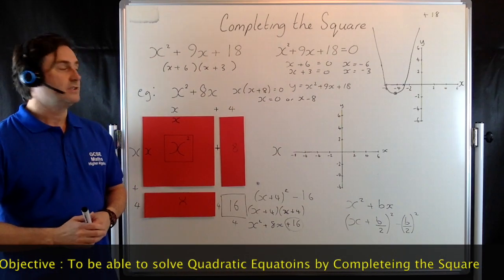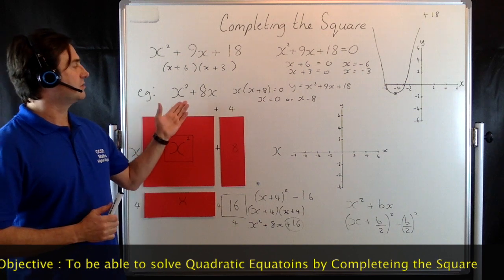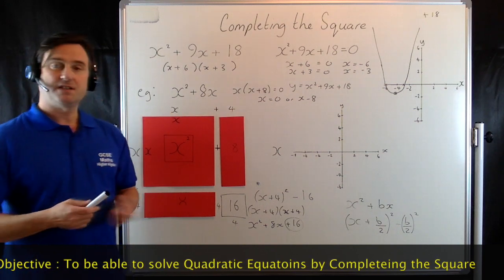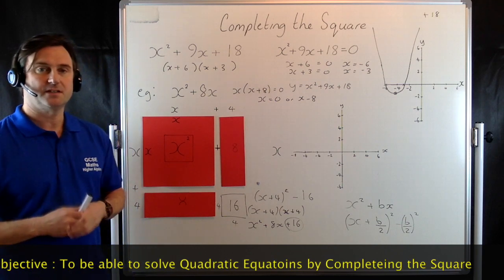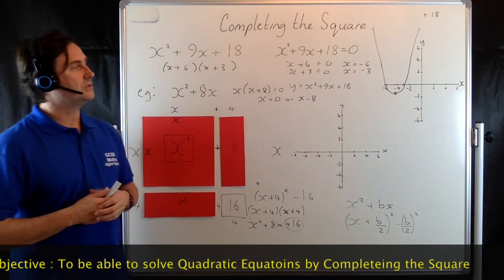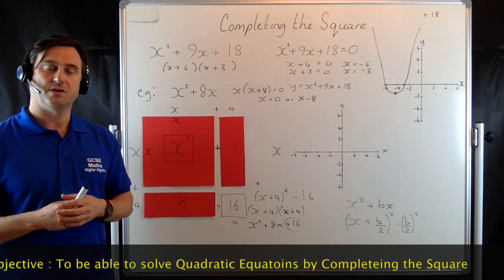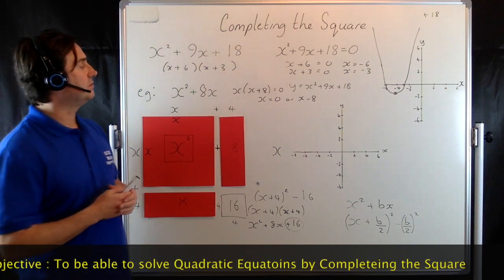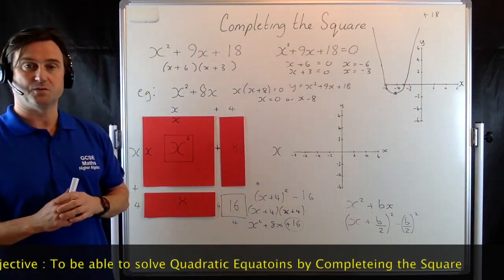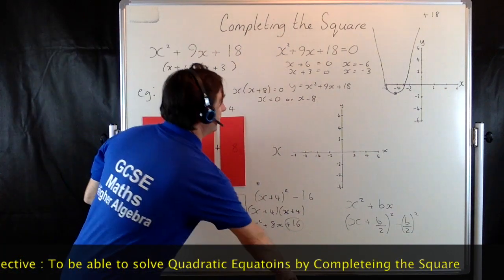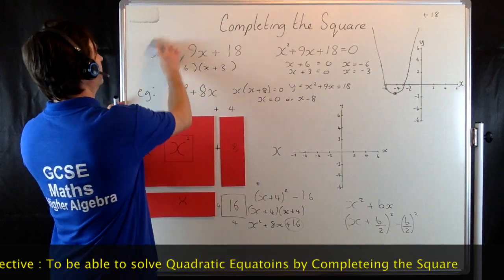What I'm now going to do is take that same expression, x squared plus 8x, and write it as an equation of a graph, y equals x squared plus 8x. I'm going to then set it equal to 0, solve the equation, and then I'm going to show you how we can find the vertex of the graph as well. So just rub this out, just give me a bit more space.